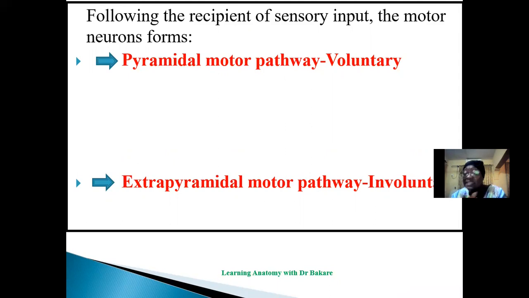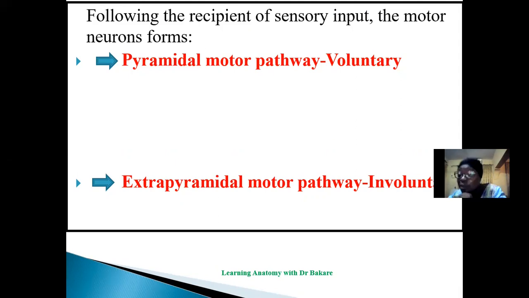So following the reception of this sensory input, the motor neurons form two basic pathways: the pyramidal motor pathway or the extrapyramidal motor pathway. The pyramidal motor pathway is involved in voluntary actions that we are aware of and we can control. And the extrapyramidal motor pathway involves involuntary motor actions that we are not aware of and we do not have control over.